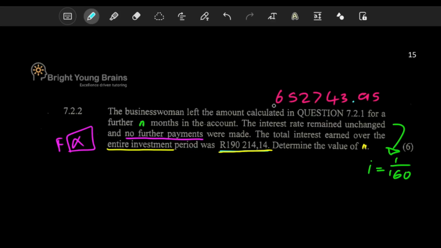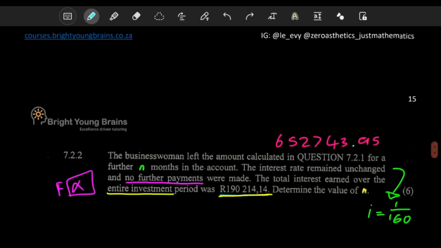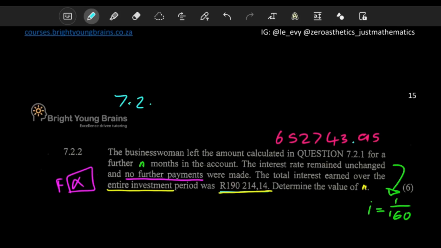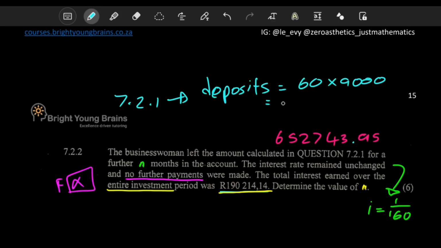So the issue here is what you can do for yourself. They said the total interest earned over this whole period is this much, and we need to work out how many more months she left the money in her account, so that at the end of the day, this is the total interest she has earned. So this is how I would go about answering this question. What we know from 7.2.1 is her deposits were 60 times 9,000 rand payments. So 60 times the 9,000 rand payments means she made deposits that accumulated to 540k.